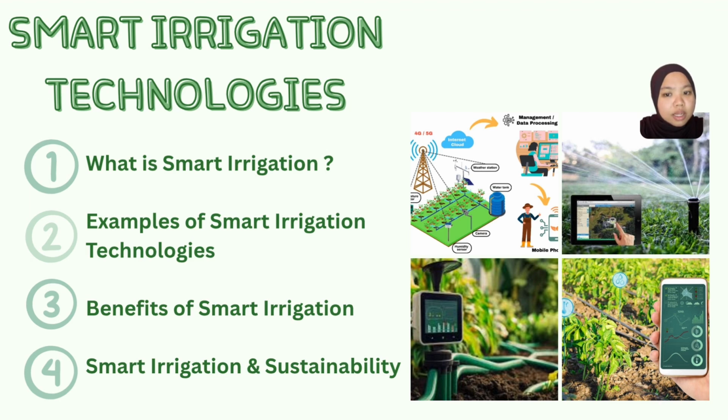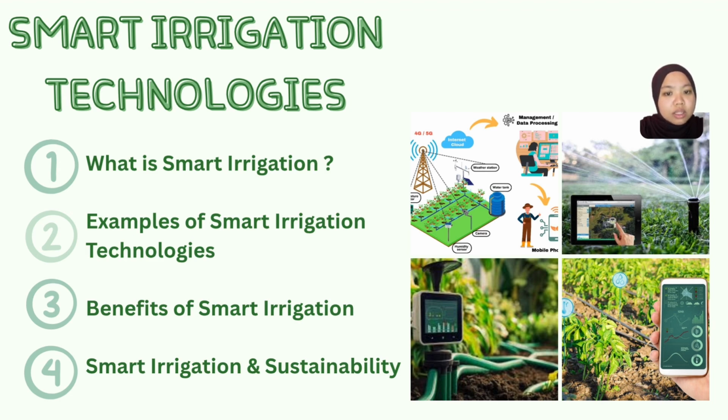and minimizing labor. Finally, we connect smart irrigation with the broader goals of sustainability, showing how this technology helps conserve natural resources and support long-term agricultural practices. This topic is especially important today as agriculture faces the dual challenges of increasing productivity while also protecting the environment. With that, let's move on to the first point.